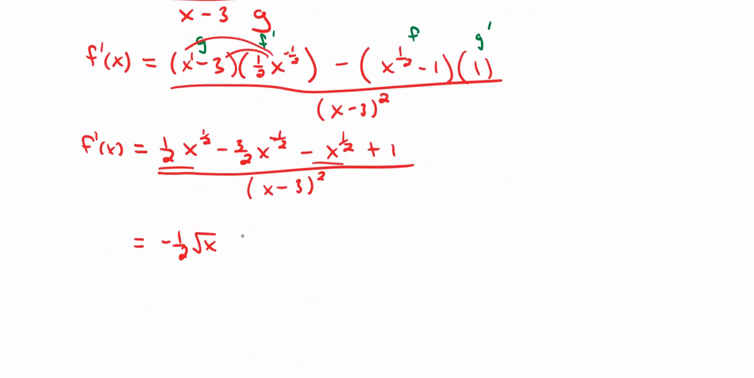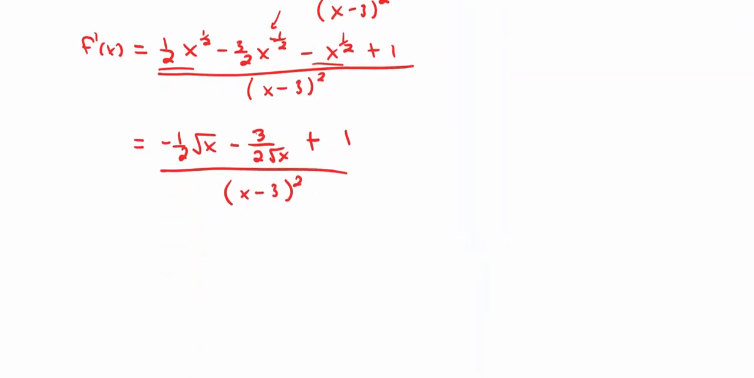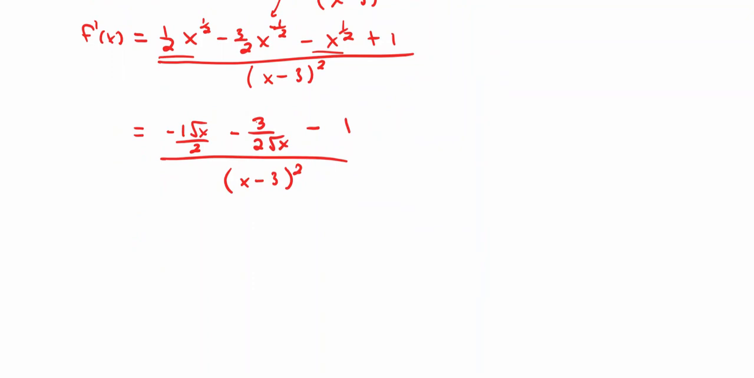Sorry, I lost my train of thought here. Okay, and then minus, and then I'll rewrite this one as 3 over 2 root x. Just rewriting this guy. And then plus 1. And then that's all over x minus 3 squared. Now I rewrote this one a little bit differently just so you can see the denominators a bit more clearly.